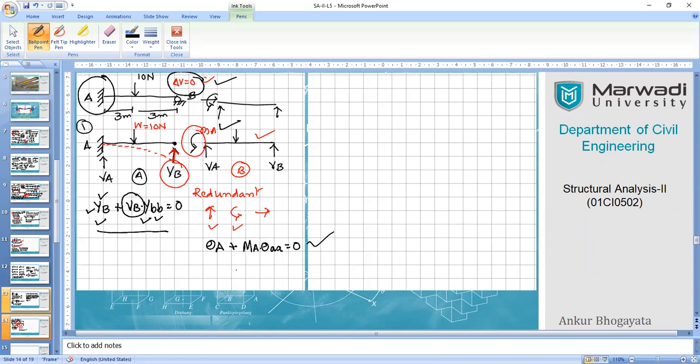We can say yes, because what we have done is, first we release the structure by applying a unit redundant force, that is MA, that is a unit moment, right? Because of the moment, there will be a unit rotation. That unit rotation we have written as theta small a, that means at joint A because of the redundant.